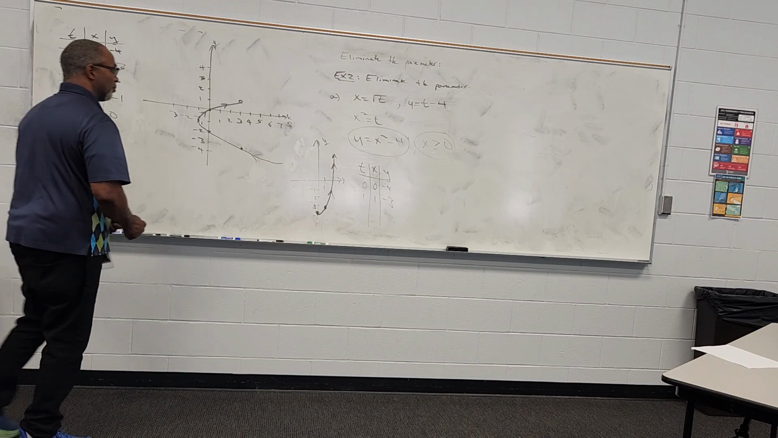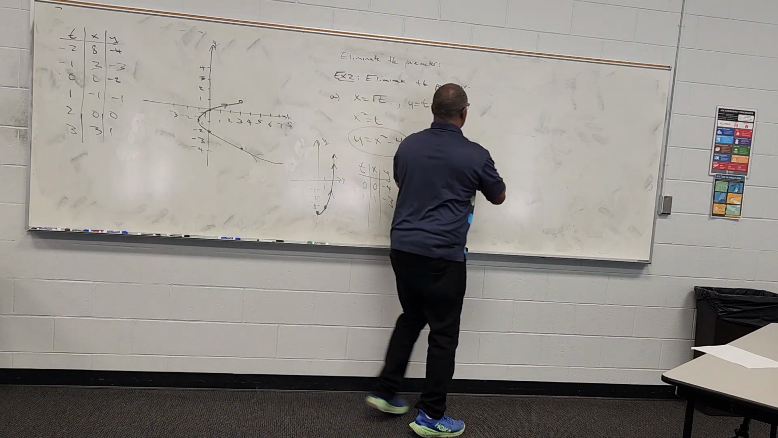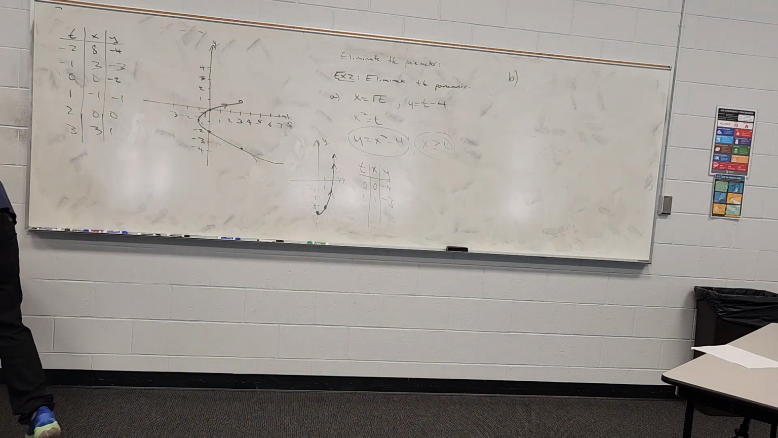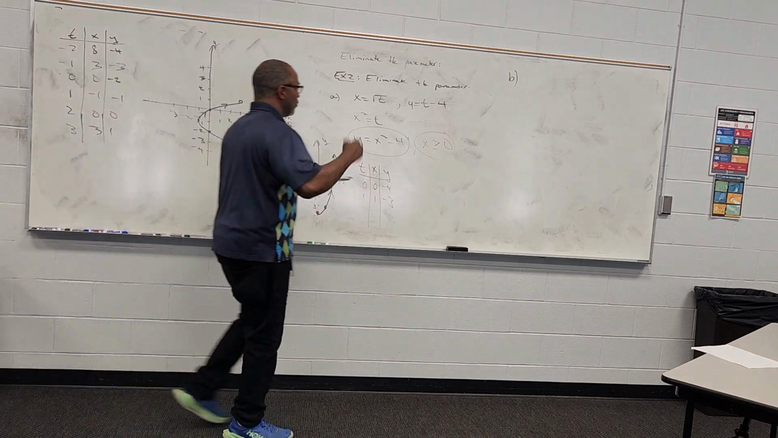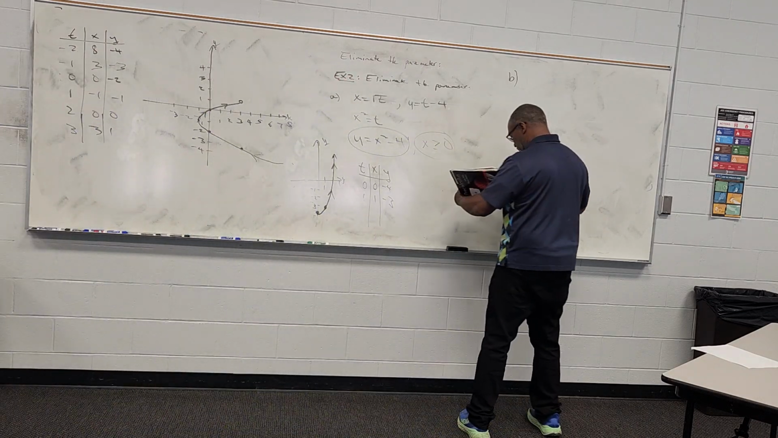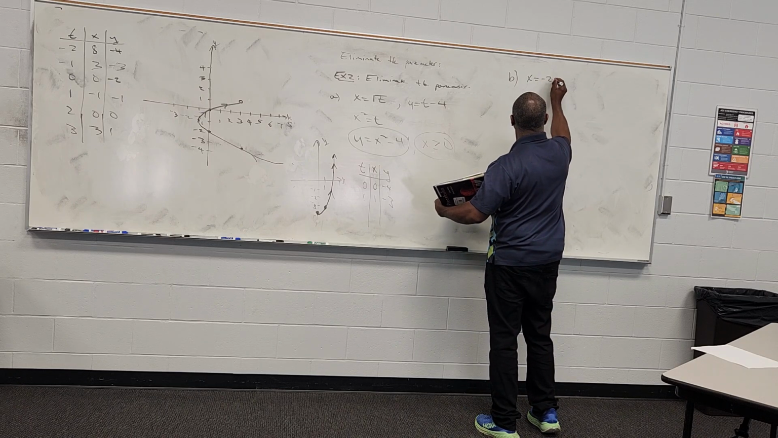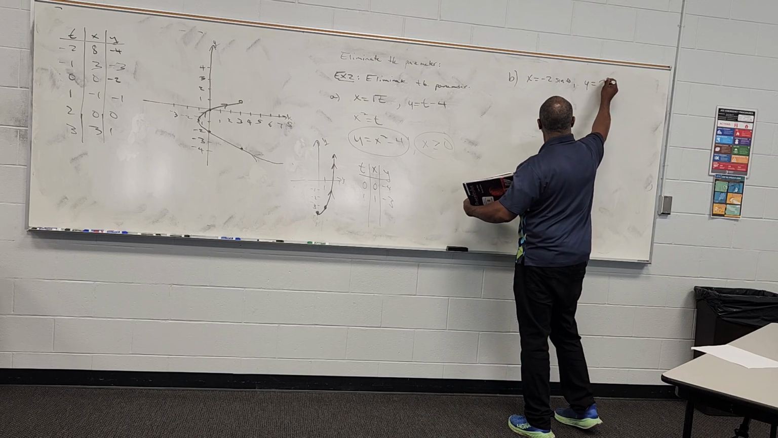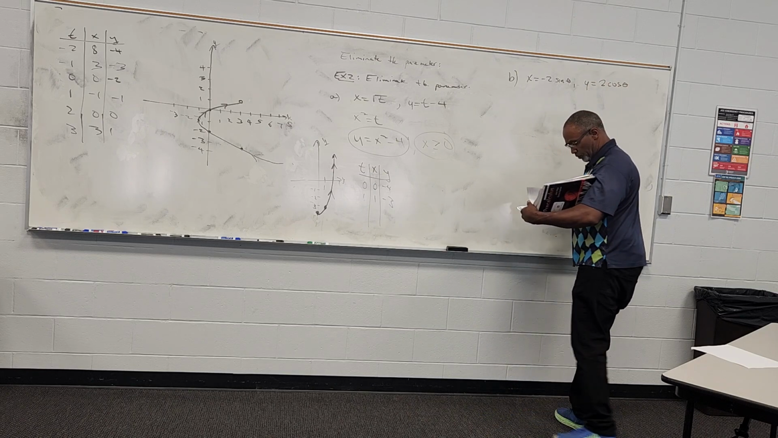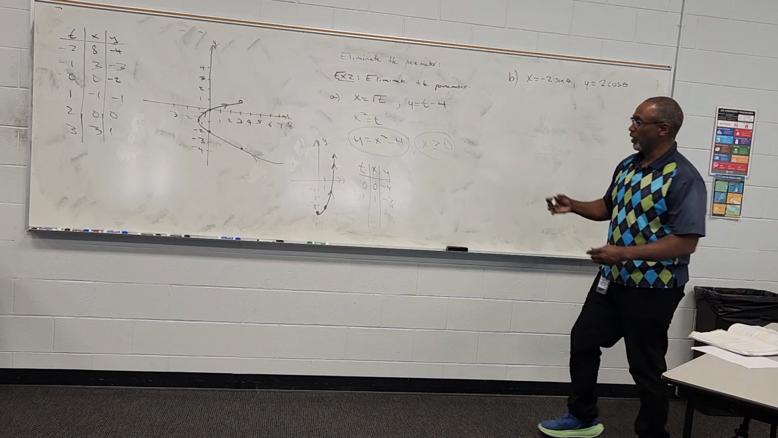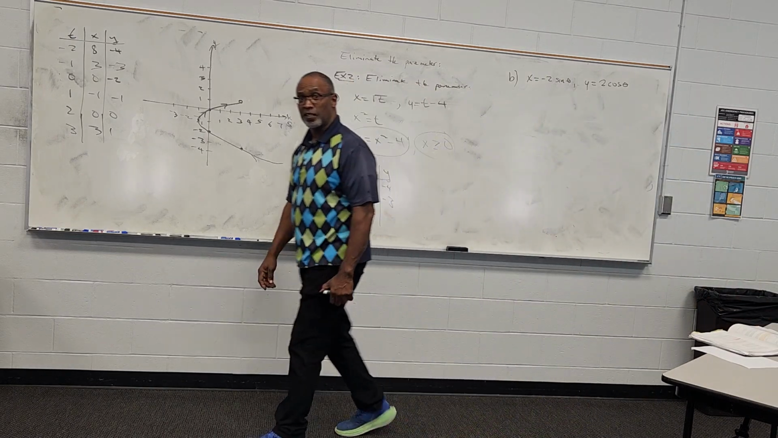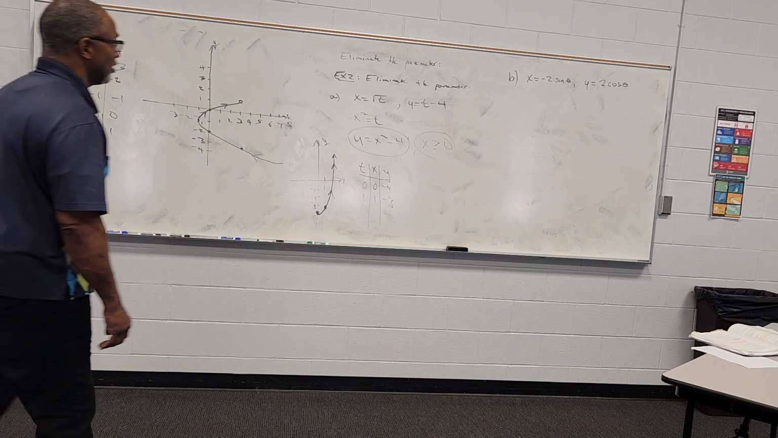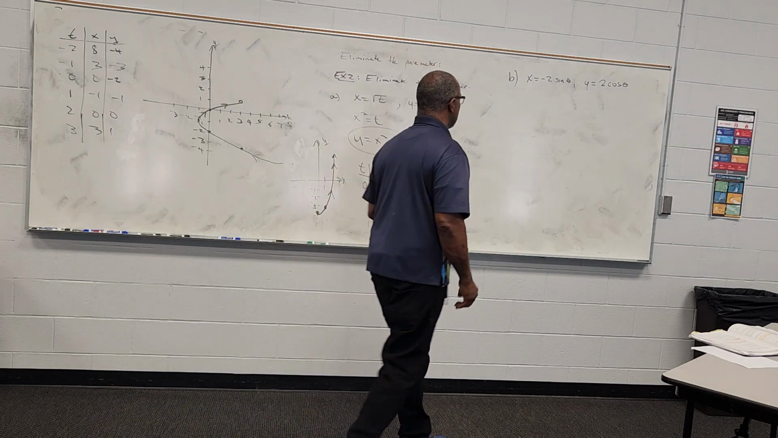Example 3, eliminate the parameter. So I call this A, eliminate the parameter. I'm just going to call it B. Eliminate the parameter. Okay? Well, this one says x equals -2 sine theta, and y equals 2 cosine theta. So same directions. We're going to eliminate the parameter, sketch the plane curve, and indicate orientation.